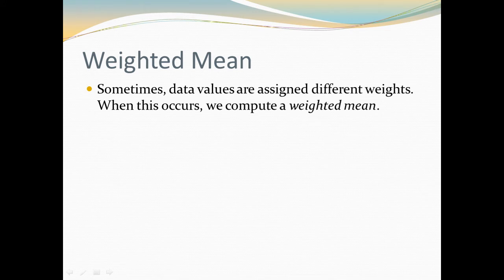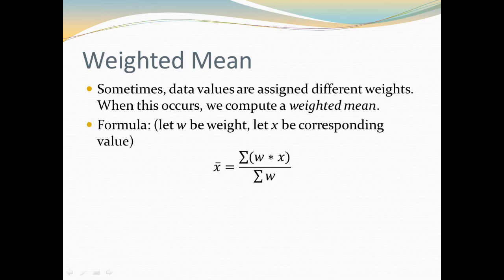The other type of complex measure of center is the weighted mean. When we have values that possibly have different weights, we have to compute a weighted mean. The formula for that is below.